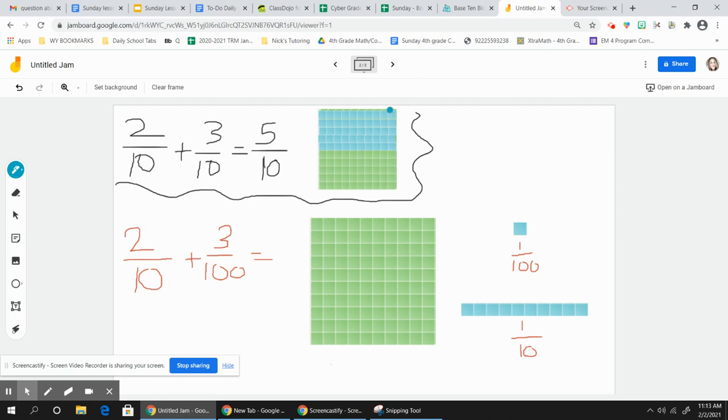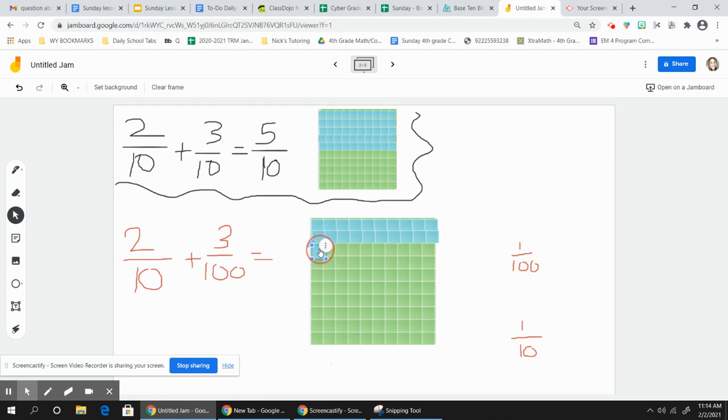So moving on to this page, this up top here is just a repeat of what you saw on the previous screen. We're going to look at another equation, but this time we're going to add two fractions that have different denominators, tenths and hundredths. So let's start by showing 2/10. So we're going to add together, here's our 1/10 and 2/10. And then we have to show 3 hundredths.